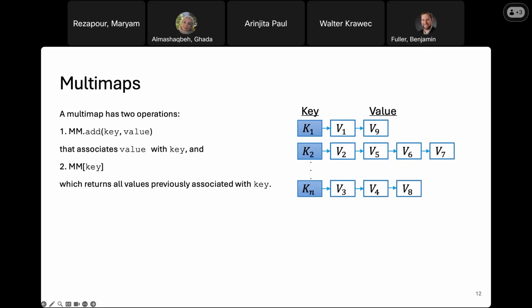The next thing that we are going to use is a data structure called multimaps. Multimaps contain 2 operations. One of them is add, which adds a key-value pair to the data structure, and the other one is retrieve, which upon receiving a key, returns all the values that are associated to the key. As we see, we can associate many values to one key, so it's a one-to-many relation.